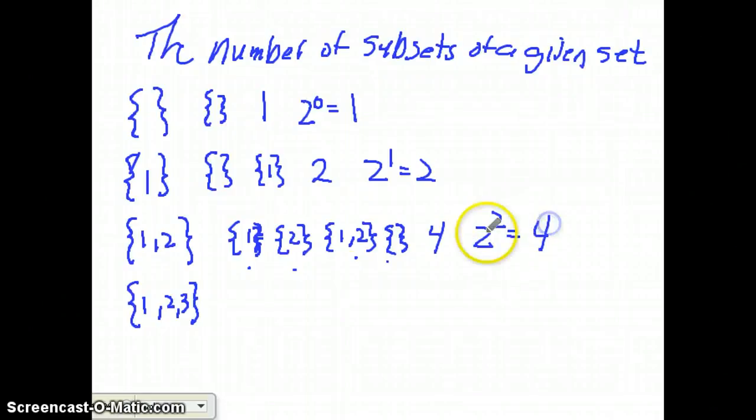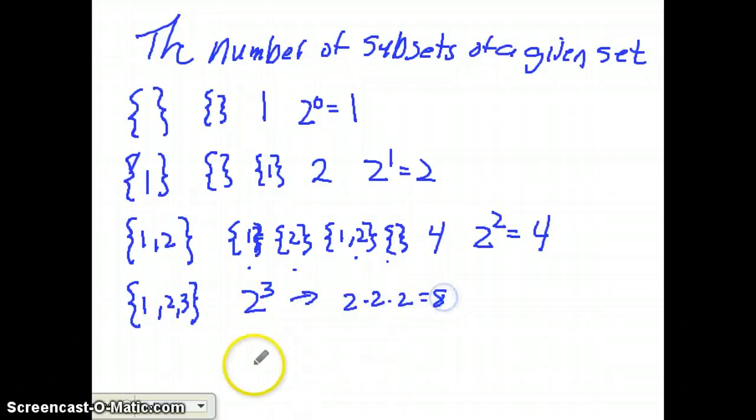It's 4. All right, now that pattern is going to continue. So this would be 2 to the what? Third, because there's 3 elements in there. Now what is 2 to the third? 2 times 2 times 2, which is what? 8. Okay, so keep that in mind. Now, what if I had n elements? Well, the answer would be 2 to the n. Okay, 2 to the n.